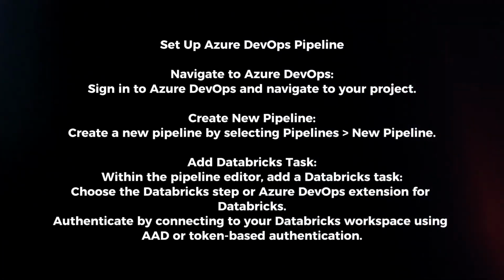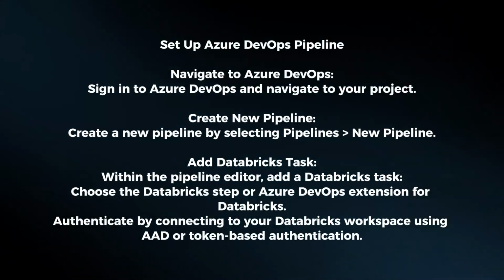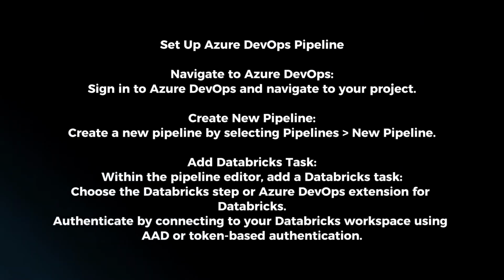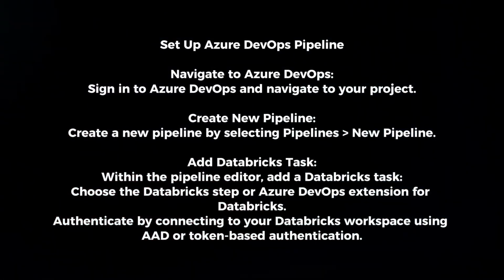Set up Azure DevOps pipeline. Navigate to Azure DevOps. Sign into Azure DevOps and navigate to your project. Create new pipeline. Create a new pipeline by selecting Pipelines, New Pipeline.